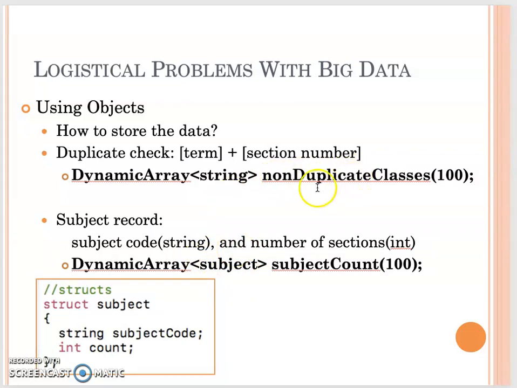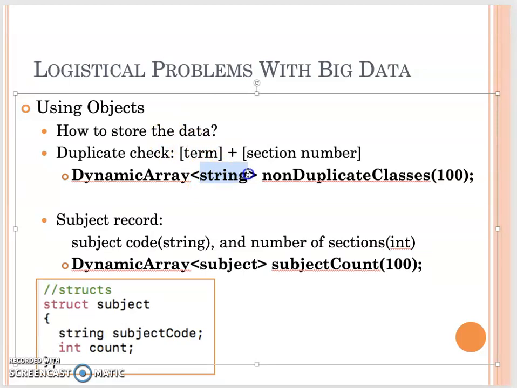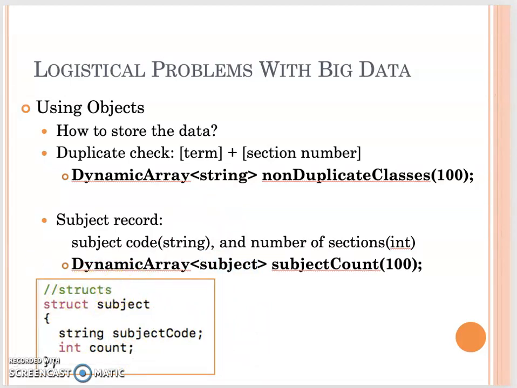Not like earlier, our non-duplicate check, where we need the class code equal to the section plus term. Even then, there is still one string. But now for our subject, I need to have the subject code and the total number of sections so far. So that's why here, let's create another struct. This struct is an object. This object is the subject object. So we call this class subject.